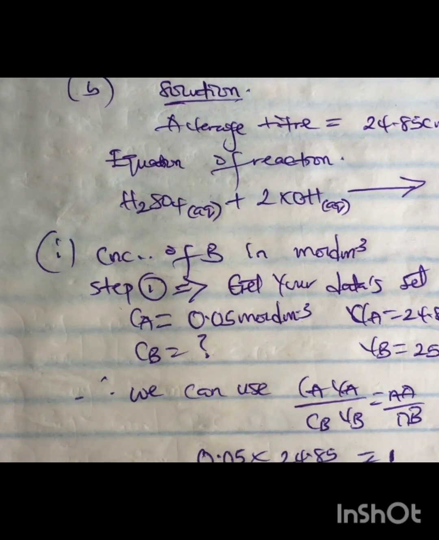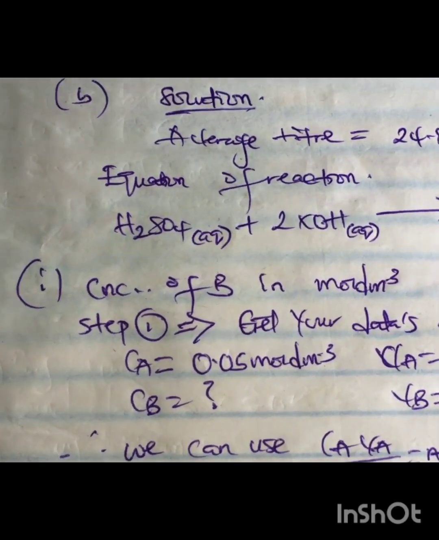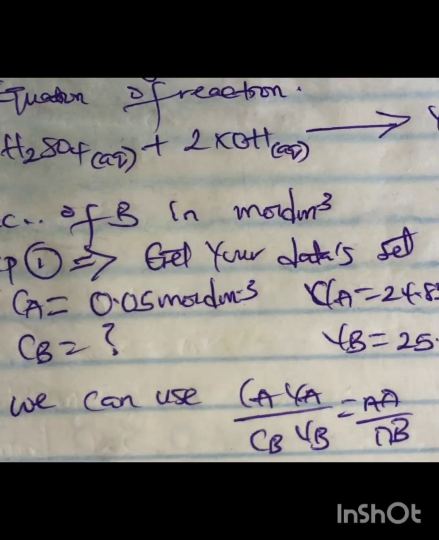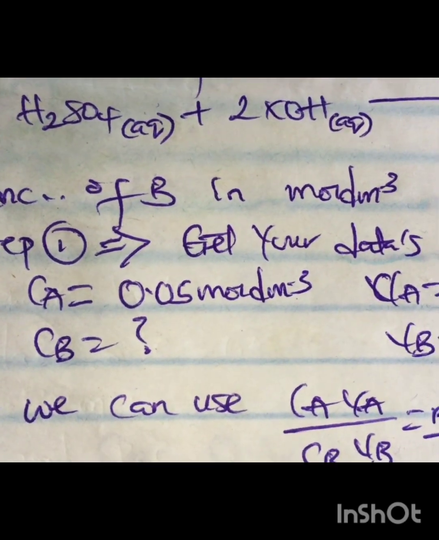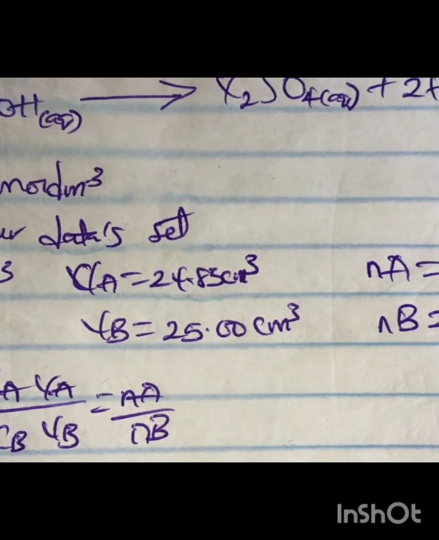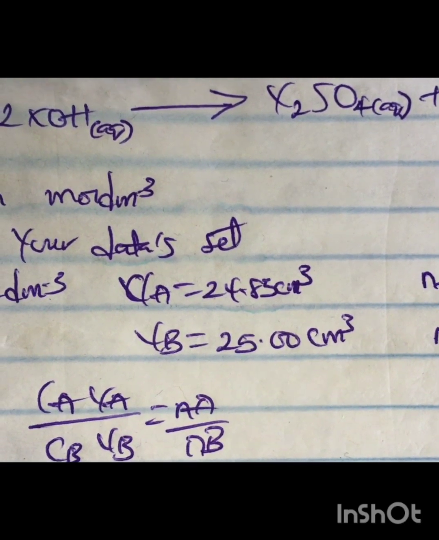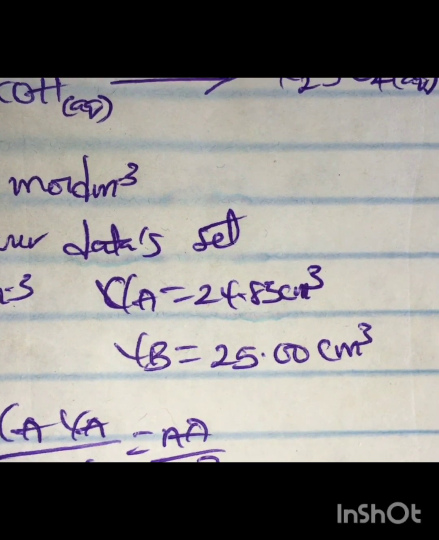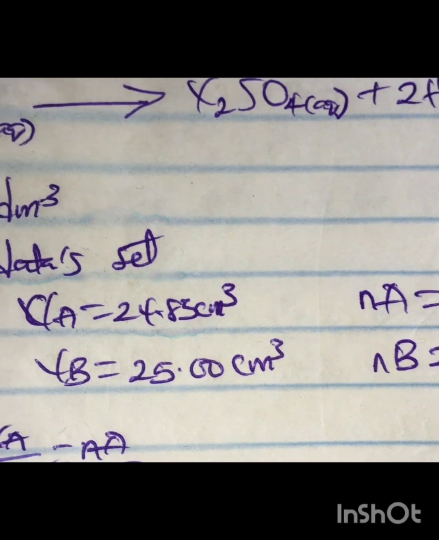The first is the concentration of B in mole per dm cube. Now, the first thing I advise students is to get their data set. Your concentration of acid should be written down with units correctly. Concentration of base is what we are looking for. Your volume of acid, we've calculated through the practical we did, to be 24.85 cm cube. Volume of base is 25 cm cube. Number of acid 1, number of base 2.